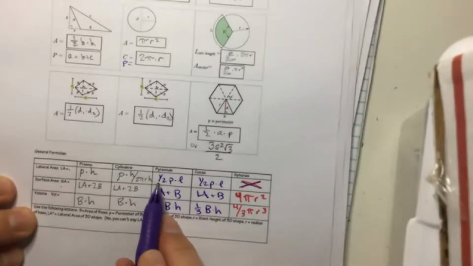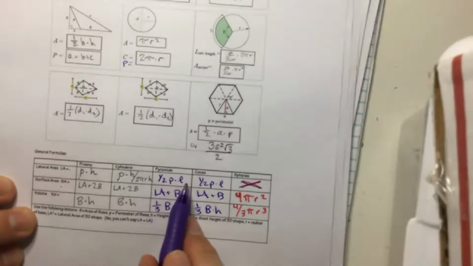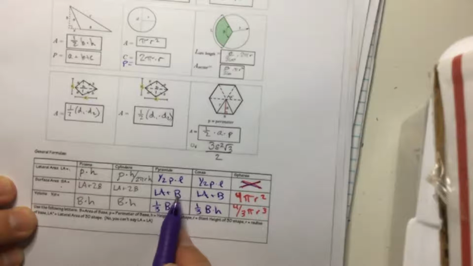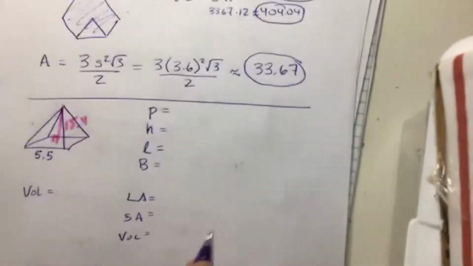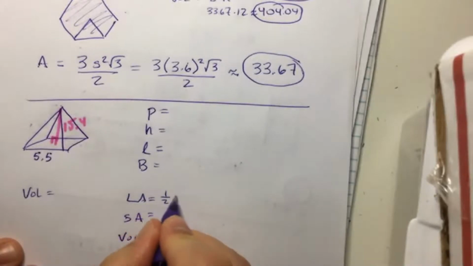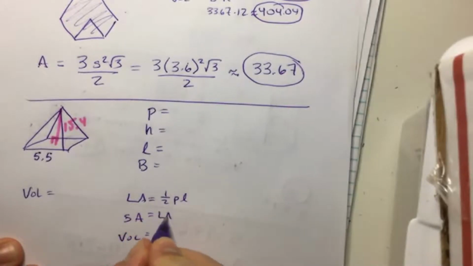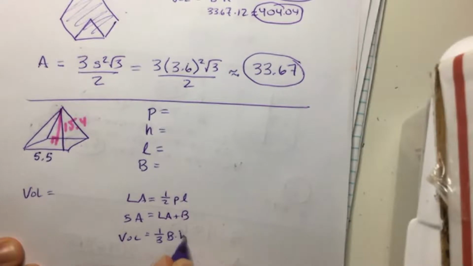So the lateral area is 1/2 P times L, which is that new dimension. And this time we're only adding on one base. It's the sides, the lateral area, plus just one base now, because there aren't 2 bases. And the volume would be 1/3 the size. So I'm going to write those in, 1/2 PL, lateral area plus 1 base, and 1/3 the base times the height.